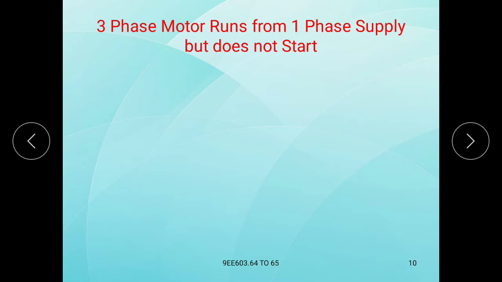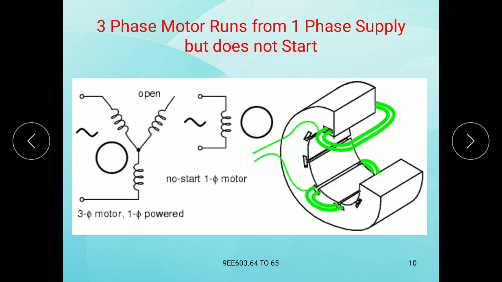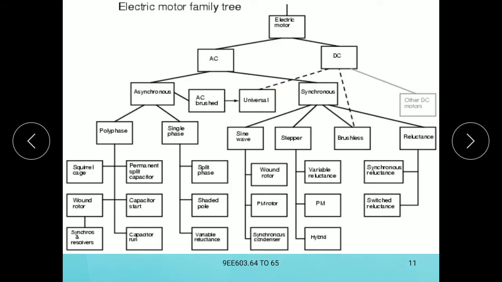A three-phase motor runs from a single phase supply but does not start. So see here, three-phase motor, single phase powered. In the electric motor family, different types of motors are given, AC and DC electric motors. In AC, synchronous and other different types of motors are given. See here.